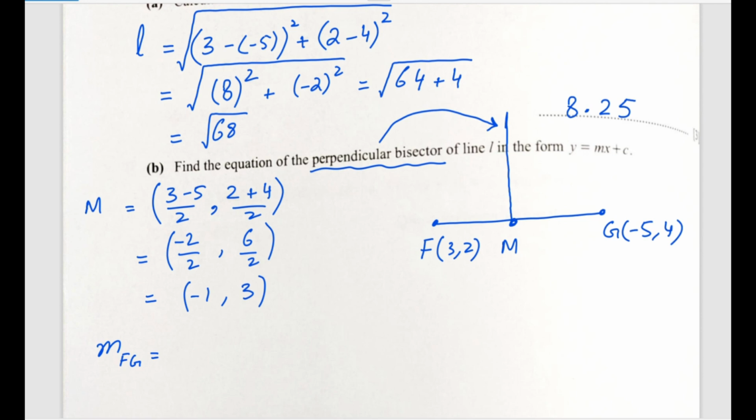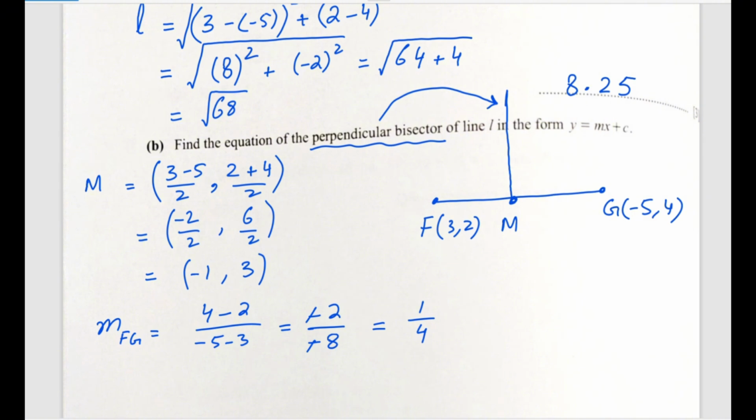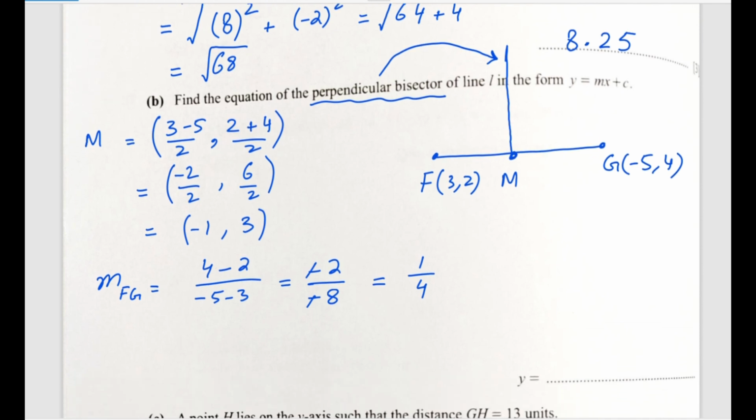The formula for the gradient is y2 minus y1 over x2 minus x1. 4 minus 2 over minus 5 minus 3. 4 minus 2 is 2, and minus 5 minus 3 is minus 8. So 2 over minus 8 is minus 1 over 4. The gradient of the perpendicular bisector to line FG will be the negative reciprocal of that gradient. So the actual gradient of the perpendicular bisector will be the reciprocal of 1 over 4, which is 4 over 1, with a negative sign, or you can also write this as minus 4.